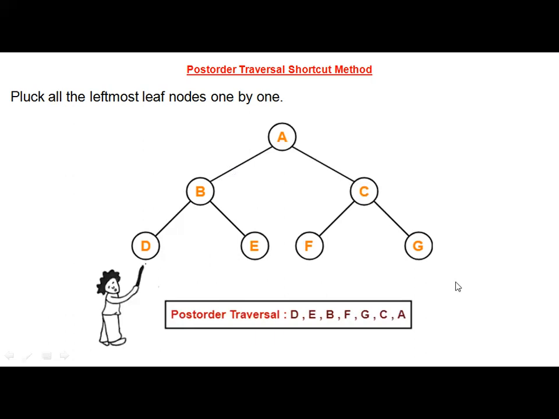Then go to the right side. Now this is the leftmost leaf node F. Then remove this G. If you remove this, C will become the leaf. So remove C. Now when you remove all of this, the leaf is A. That's it. It is nothing but plucking out leaf nodes. So first you should remove leftmost leaf nodes one by one. That's it.